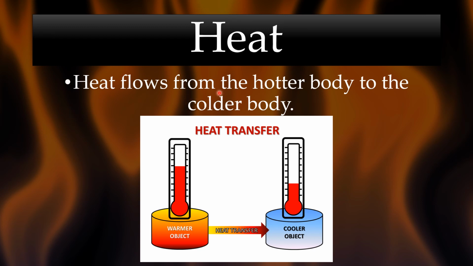Heat flows from the hotter body to the colder body. This property is the reason heat transfer takes place until thermal equilibrium is achieved. Here we have a warmer object and a cooler object. We can clearly see the direction in which heat transfer is taking place, from the warmer object to the cooler object.